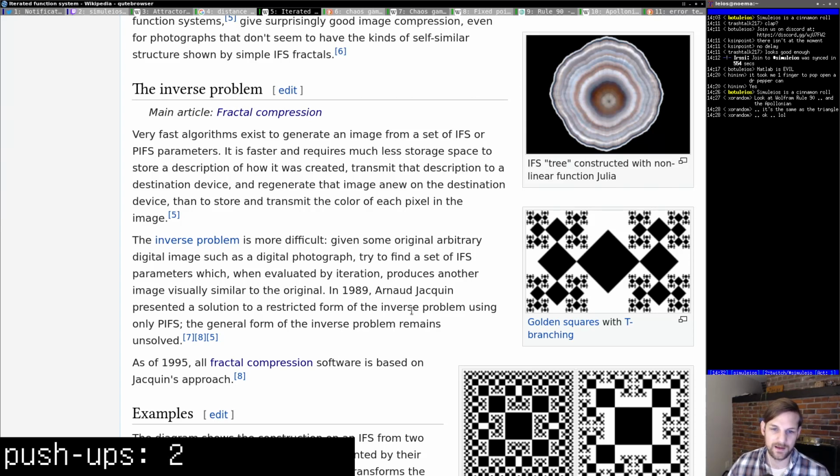In 1989, Arnold Jacquin presented a solution to a restricted form of the inverse problem using, I don't remember what the P stands for. We just looked at this on Sunday, but it's something iterated function system. The general form of the inverse problem remains unsolved. Right. So as of 1995, all fractal compression software is based on Jacquin's approach.